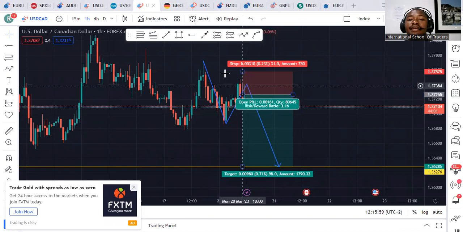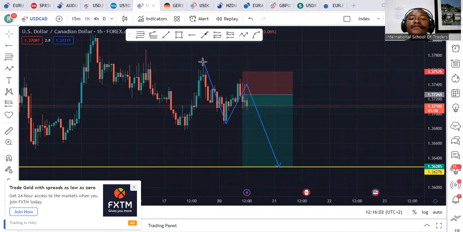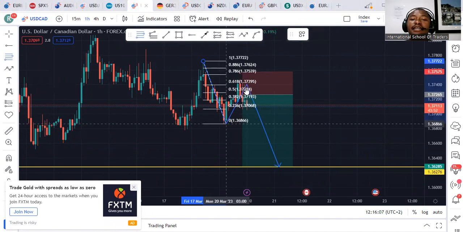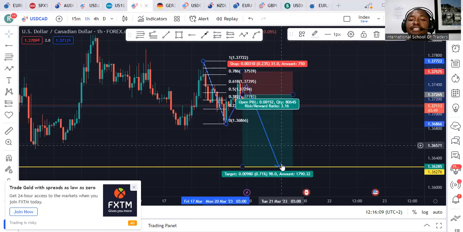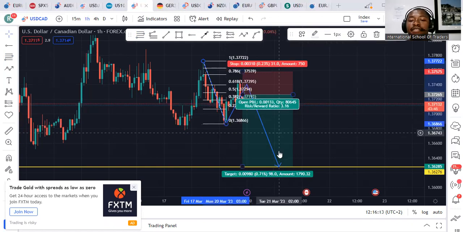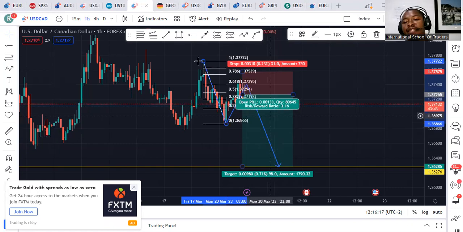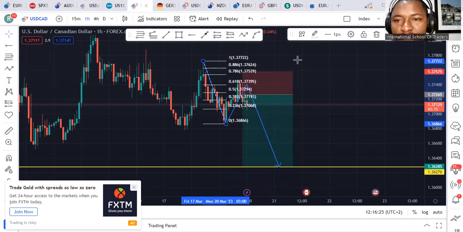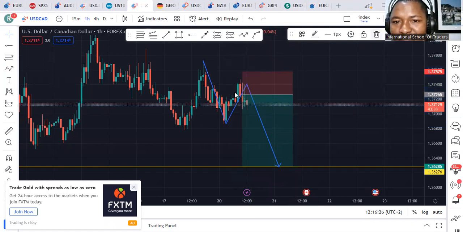Why? We do have a Fibonacci retracement level here, which is 61.8, and taking a trade here would look very, very much better in terms of risk management. But even where we are, this is a 1:3 ratio that we are looking at. So nothing to stress about, nothing to worry about so much, right? So that's what we're looking at on USD CAD.